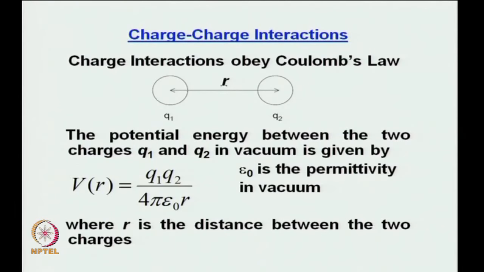The charge interactions obey Coulomb's law, the potential energy. So, here are two charges Q1 and Q2 shown by spheres, and the potential energy in vacuum, remember, in vacuum, is given by V of r is equal to Q1 Q2 by 4 pi epsilon 0 r, right. What is epsilon 0? It is the permittivity in vacuum. What is r? The distance between the two charges. Okay. Now, this is in vacuum though, that means you have nothing else.